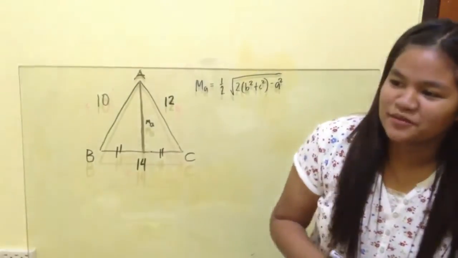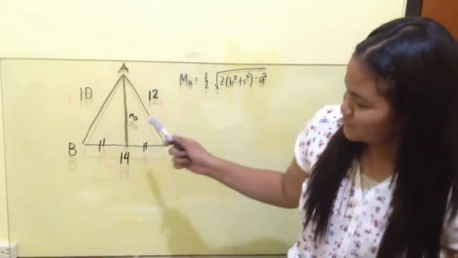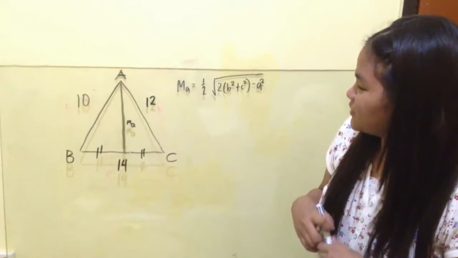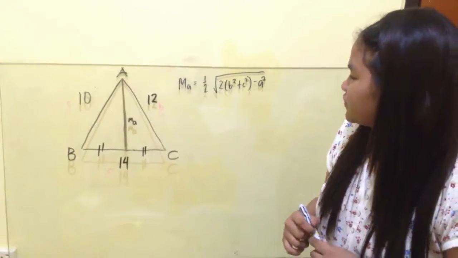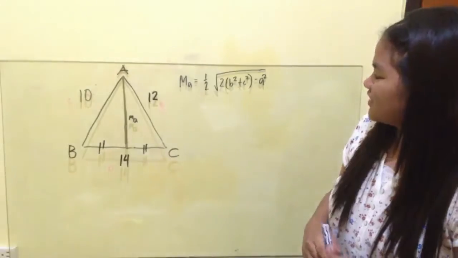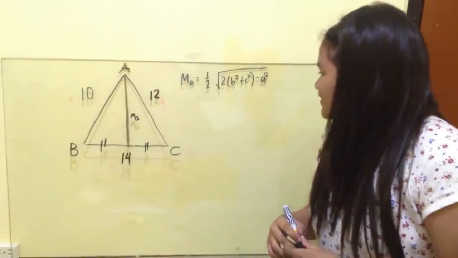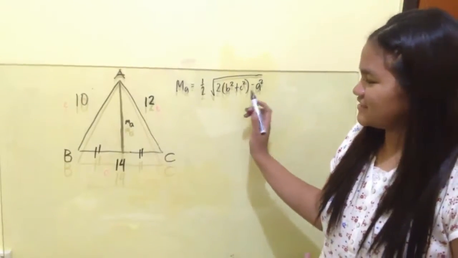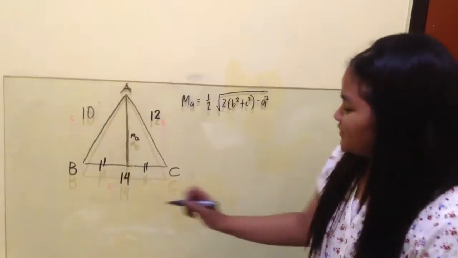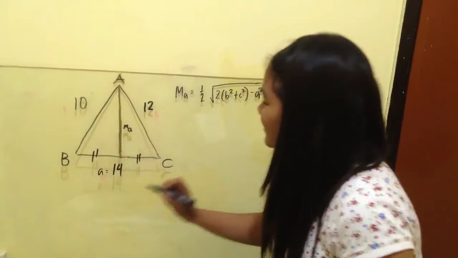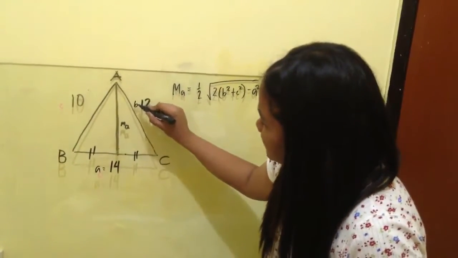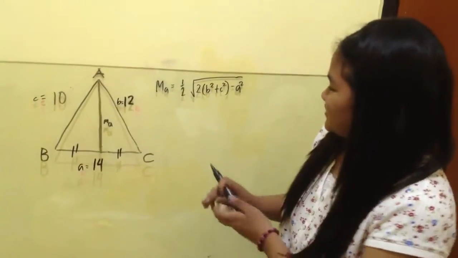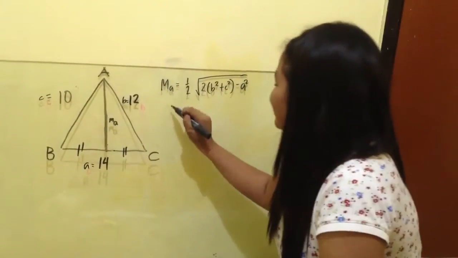In this triangle, we must find the value of this median, and we can do that by using this formula. MA is equal to 1/2 square root of 2 quantity b squared plus c squared minus a squared. Then we just substitute these measurements to the corresponding sides in this formula. So a is equal to 14 and b is equal to 12 and c is equal to 10. So let's proceed to using this formula.